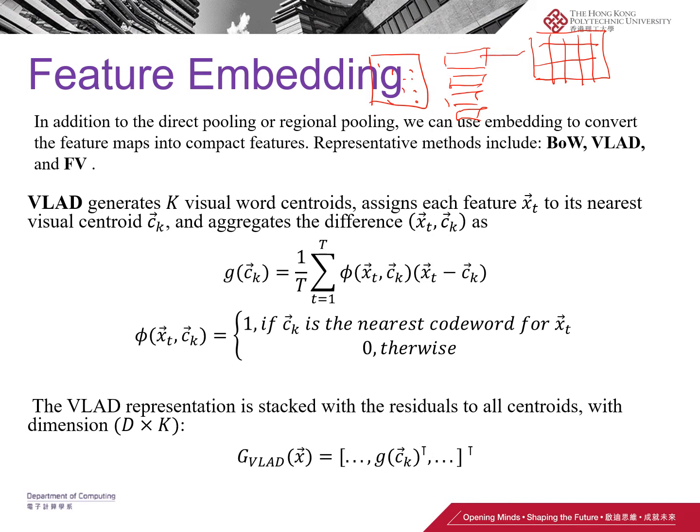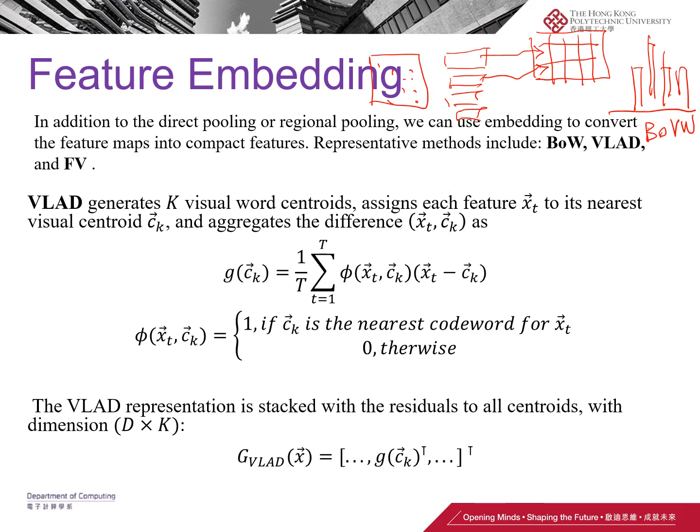Then we assign each of them to one word in the codebook. Then in that case, we can count a histogram of the frequency of each word. So this is the BoVW method, the bag of visual words method, for your reference, which we have introduced previously. And another popular method here is VLAD.